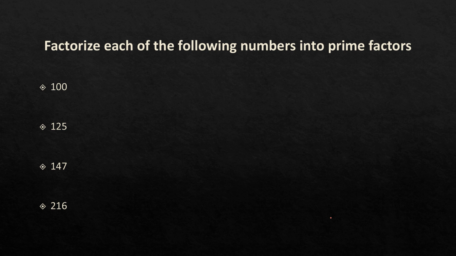Factorize each of the following numbers into prime factors. So let's take this example, 100. It's an even number, so it's definitely divisible by 2. 2 times 50 gives you 100. Again, this is an even number, so 2 times 25 gives you 50. Again, this is 5 times 5. They are just saying factorize each of the following into prime factors. So all we need to do is write this number as a product of its factors: 2 times 2 times 5 times 5.